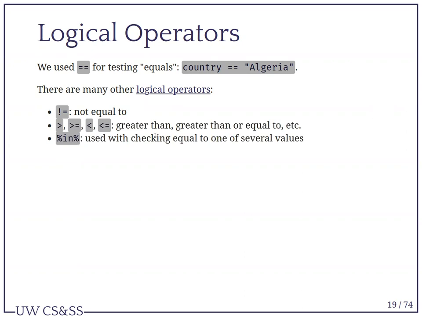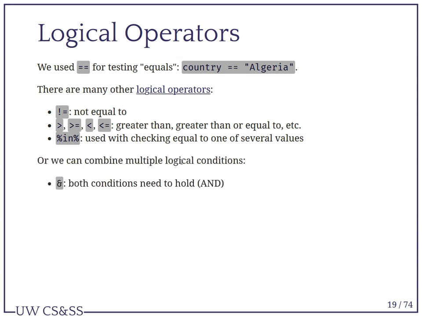An important one also is the percent in percent. I don't know another name for this logical operator, unfortunately, but it's used for checking when things are equal to one of several values. So say we want to know things that are countries that are Algeria and Canada. Instead of country equals equals, we would say country percent in percent, Algeria and Canada. And we would get back both of those for true. I'll show you examples of these so you don't have to vigorously write notes.